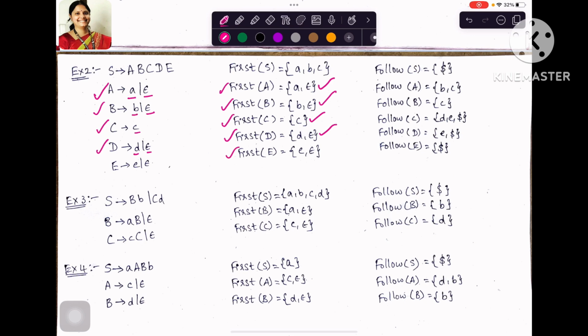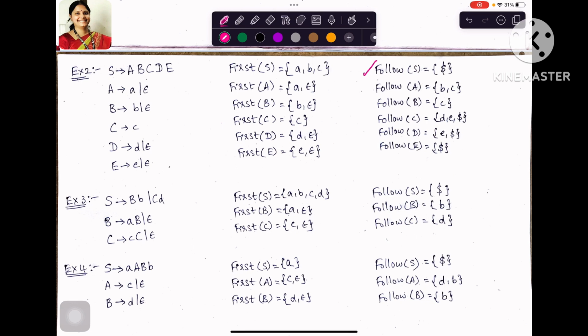Next we will calculate first of E. This is the E production. E produces E slash epsilon. So E and epsilon are the two productions of E, so both we can write in the result, E comma epsilon. So this is the first calculation, and now let us see the calculation of follow.